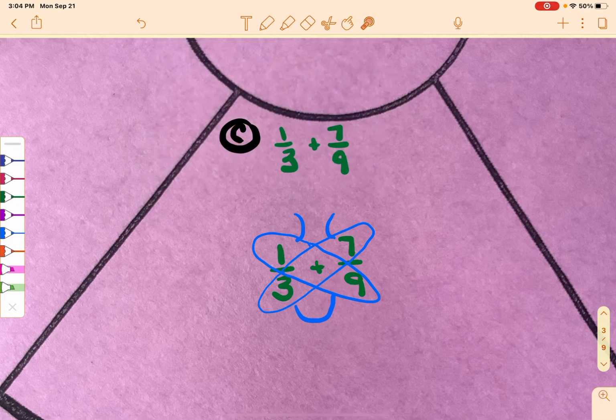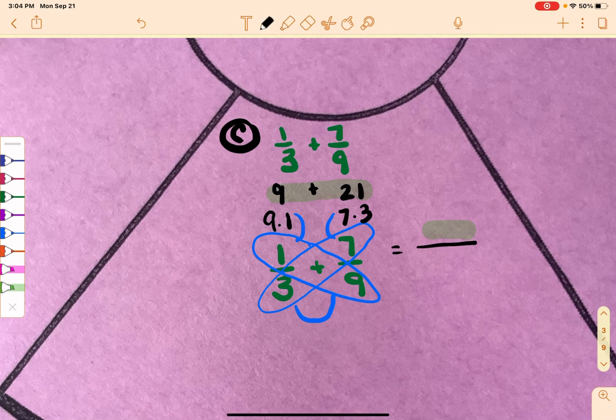Okay, so 9 times 1 will be 9. 7 times 3 is 21. So I'm going to put those together to get the top of my fraction. So that's going to be 30. Now on the bottom, I have 9 times 3, which is 27. And again, I took that number and followed it on over.